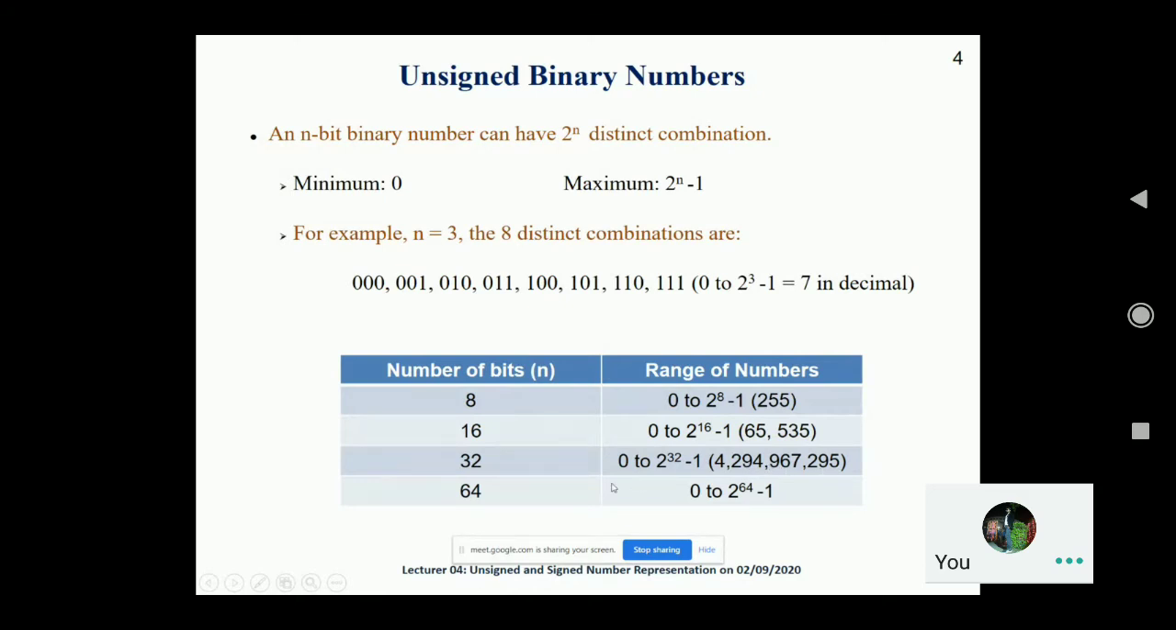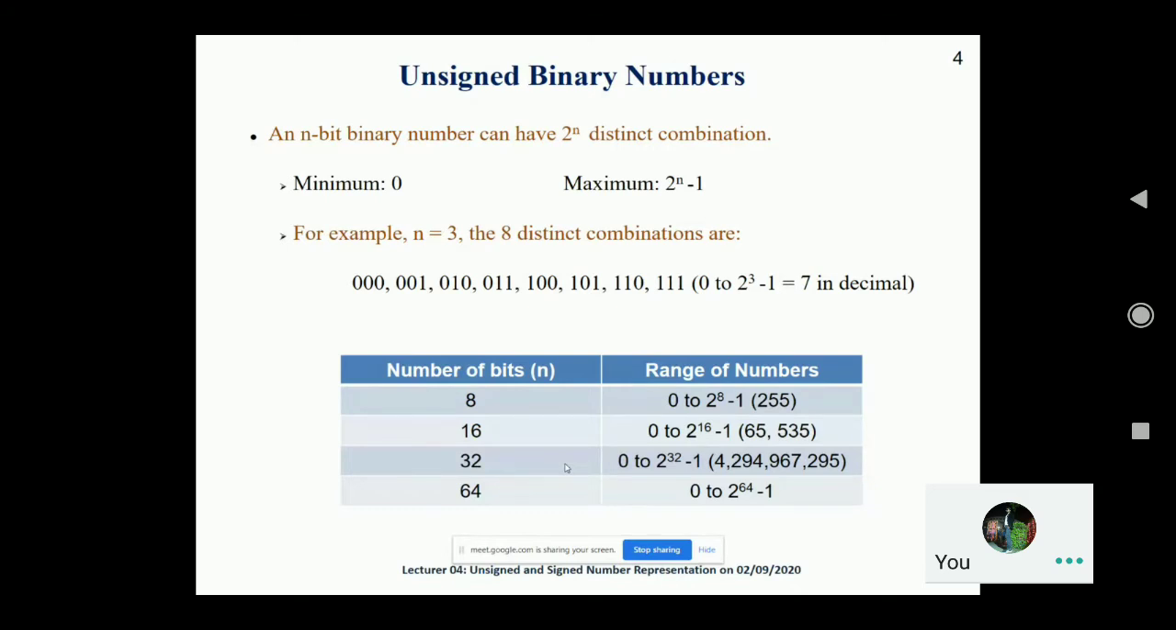429496295, and when we are considering 64 bits, it is even bigger. So it is not possible to write here. You can calculate this one, it is maybe 21 digits, something like that. Okay, so this is the range based on the n bits, and this is the unsigned number.